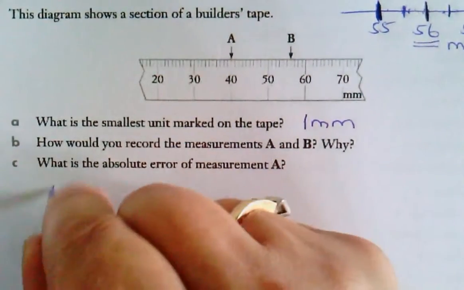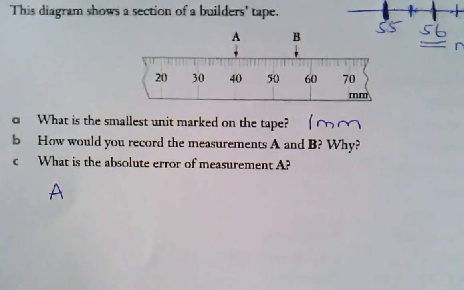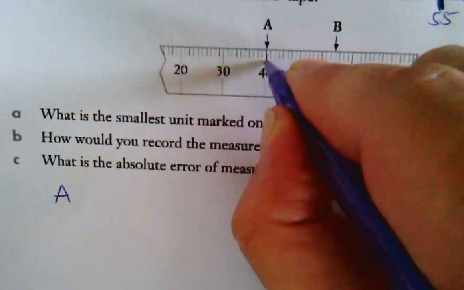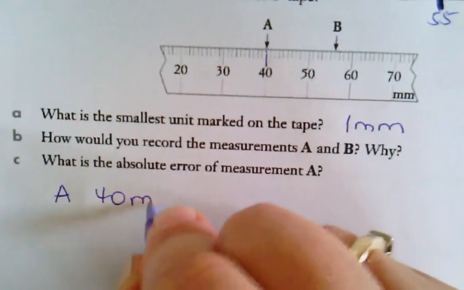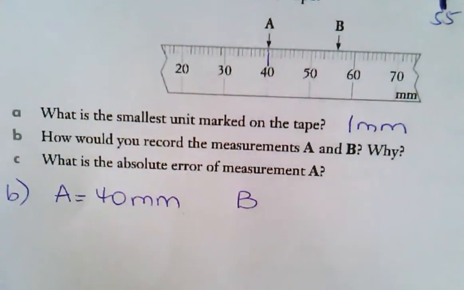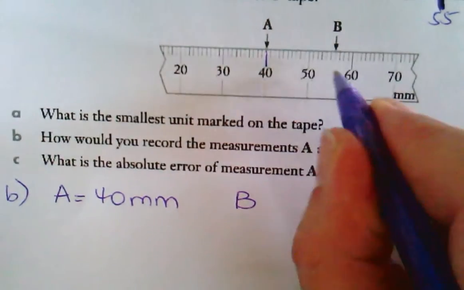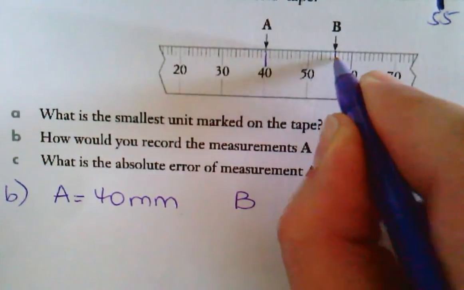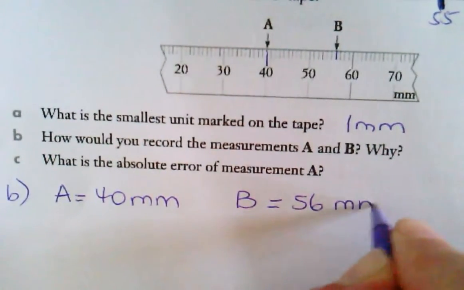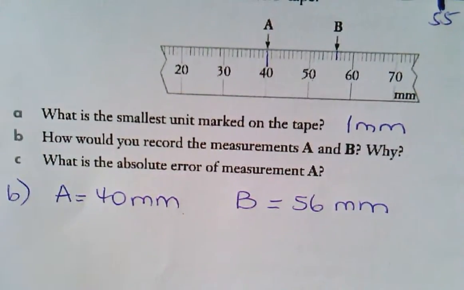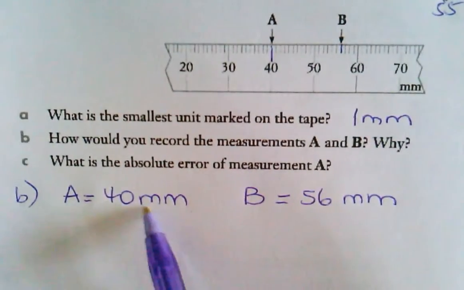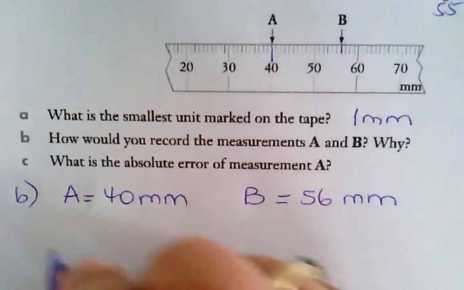So can you read A? What does A say? Look at your paper. What's the reading on A? It's 40 millimetres. And what's the reading on B? So this is the answer to B. What's the reading on B? I think it's actually 56. B is 56 millimetres. So, how would you record measurements A and B? A is 40 millimetres, B is 56 millimetres.